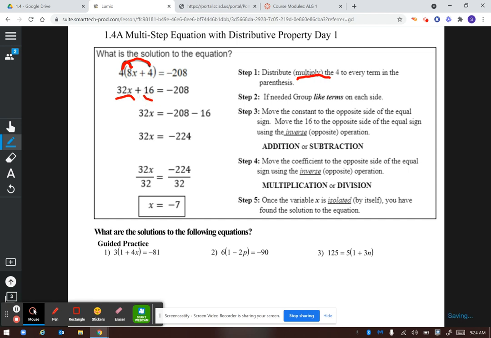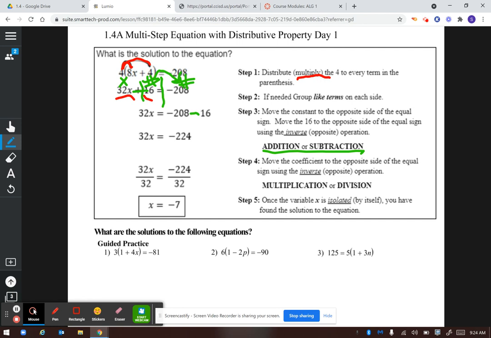And then it says if you need, group like terms. Well, here I can tell that whenever we're talking about like terms, this one's an X, this one's a number, and this one's a number. And so when you look at the left-hand side, X and number, they're different. They're not alike. On the right-hand side, there's only a number. So then we are going to move the constant using addition or subtraction. That means we will move the 16 to the opposite side using the opposite sign. So here it's plus 16, here it's minus 16.